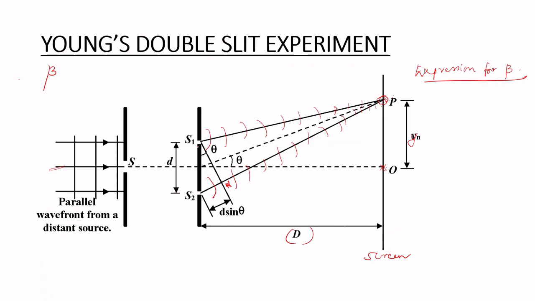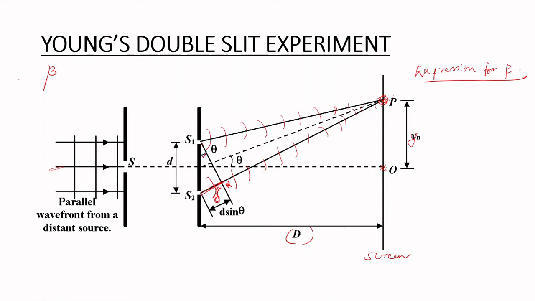So here there are two sources, S1 and S2. You can see that S1P and S2P are the distances to the point P, whether the point be a dark point or a bright point. There is a difference in their path. S2P is a longer path than S1P. So if you draw a perpendicular from S1P to S2P, you get this extra distance, which is called delta, the path difference.